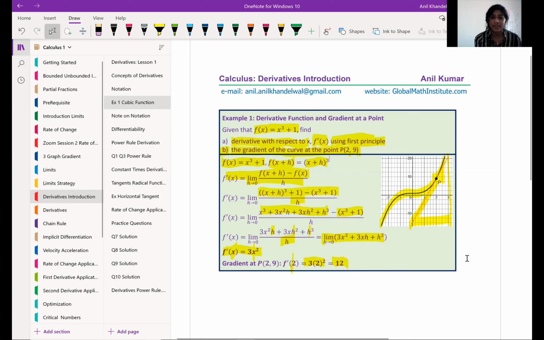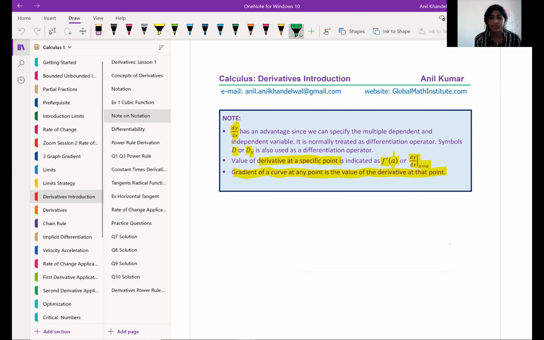Part B asks for the gradient of the curve at the point 2, 9. Because it clearly states that you need to find the derivative using the first principle, you have to use the difference quotient formula. Once you find it, it's asking for the gradient of the curve at that point. So all you do is take the value of x, which is 2, and just sub it in, and you get the gradient at the point 2, 9. Perfect. So let's move on to the next screen.